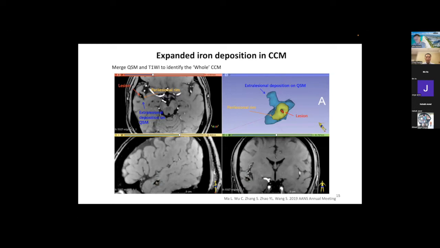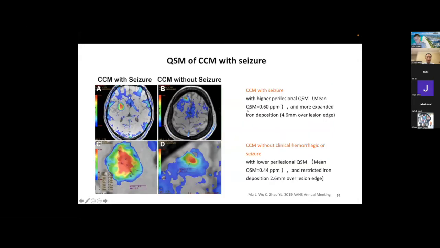That is outside of the lesion and the paralesional rim, which are shown in red and yellow respectively here. Then we move forward to see whether these imaging features could represent some CCM clinical features. In patients with supratentorial CCM involving the cortex, we further divide the patients into two groups, one with seizure and the other without seizure history.